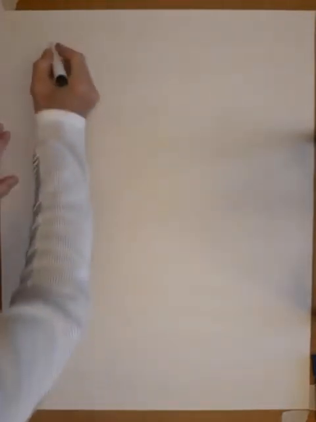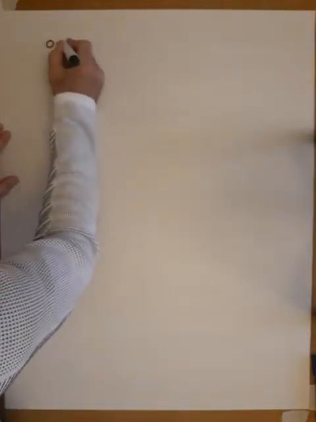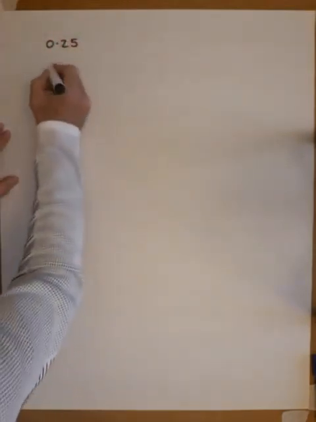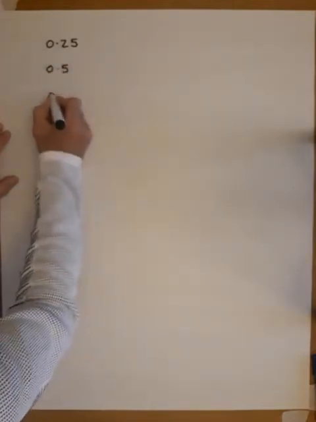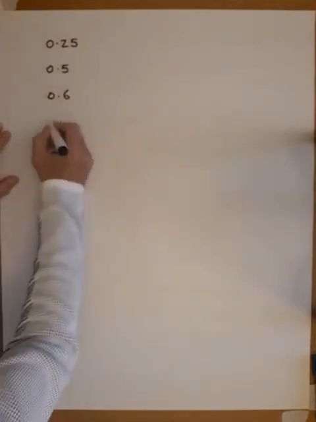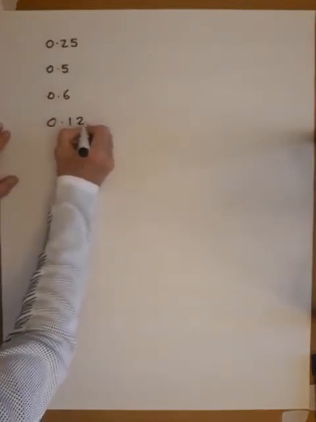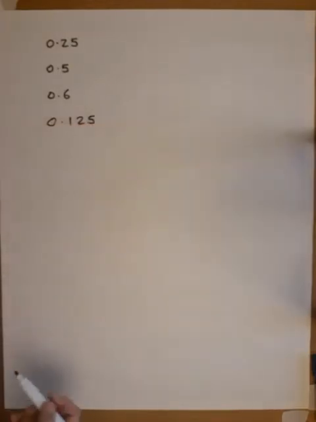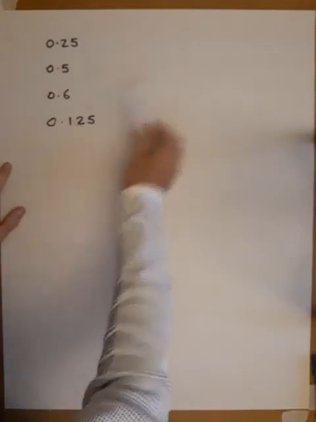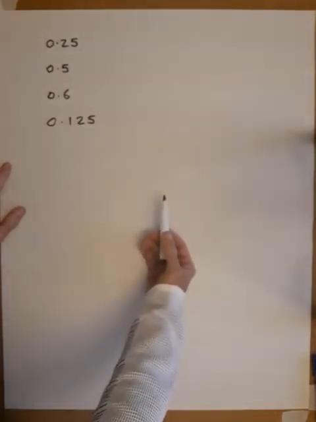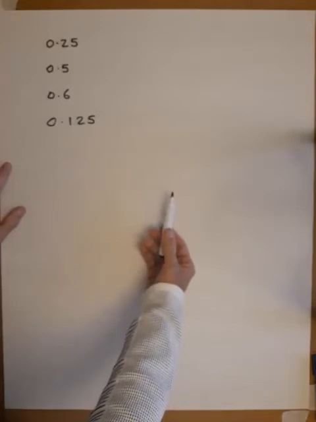Fractions. So fractions come in two basic forms. We could have decimal fractions, which you're used to. 0.25, say. We may have 0.5, it could be 0.6, and anything you like, 0.125. Each of these decimal fractions, these are decimals, may have a direct equivalent vulgar fraction.